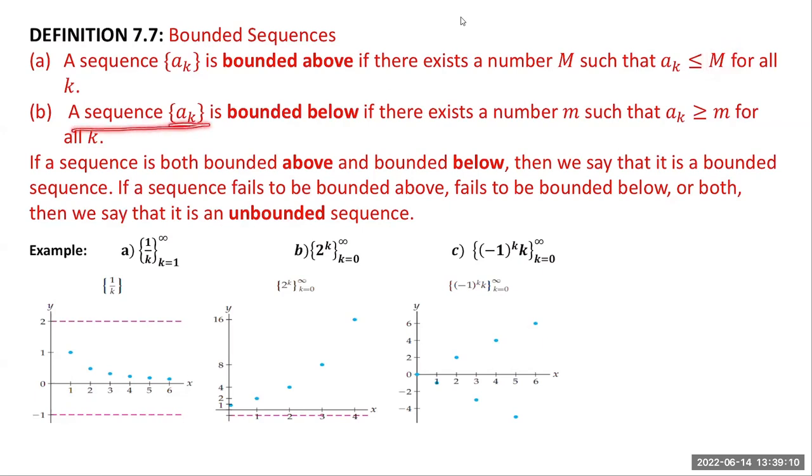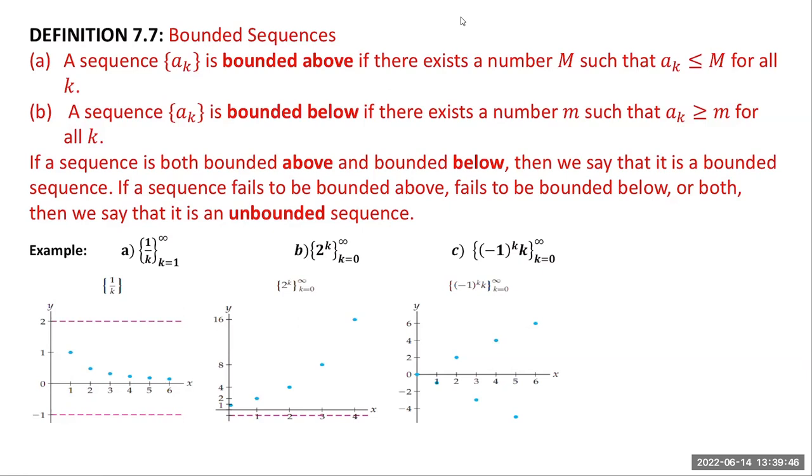Okay, here is the definition of being bounded below. A sequence AK is bounded below if there exists a number lowercase m such that AK is bigger than or equal to m for all K. What does that mean? That means we can find a number lowercase m such that all the terms of your sequence are bigger than or equal to that lowercase m. If that is the case, we say that the sequence is bounded below. In that case, we say that this lowercase m is a lower bound for your sequence.